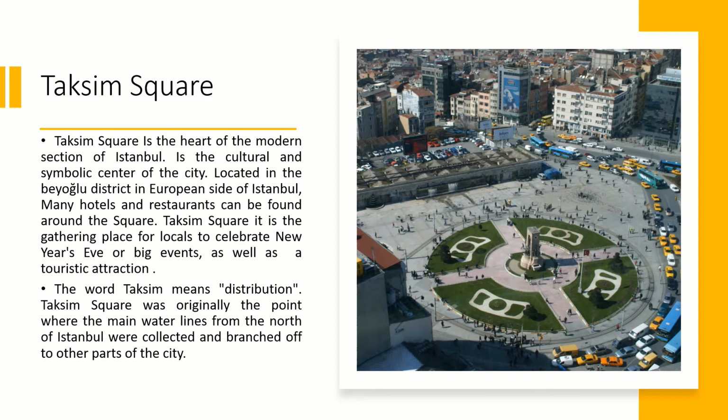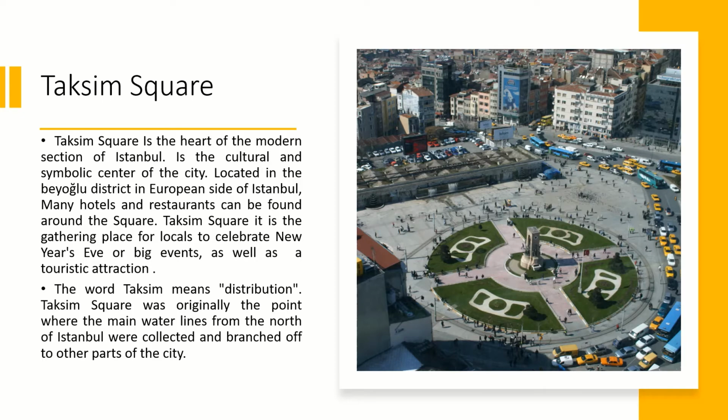It is the cultural and symbolic center of the city, located in the Beyoğlu district in the European side of Istanbul. Many hotels, restaurants can be found around the square. Taksim Square is the gathering place for locals to celebrate New Year's and big events, as well as tourist attractions.